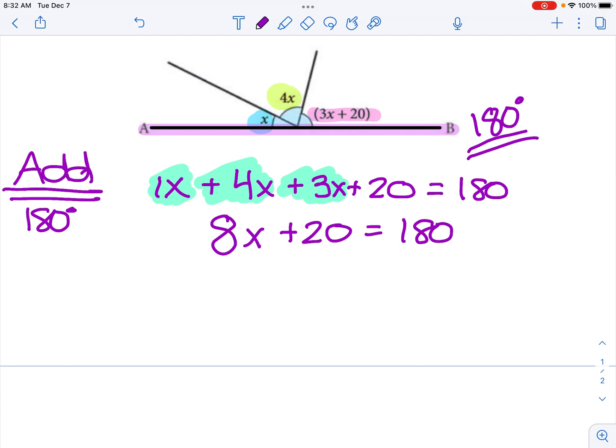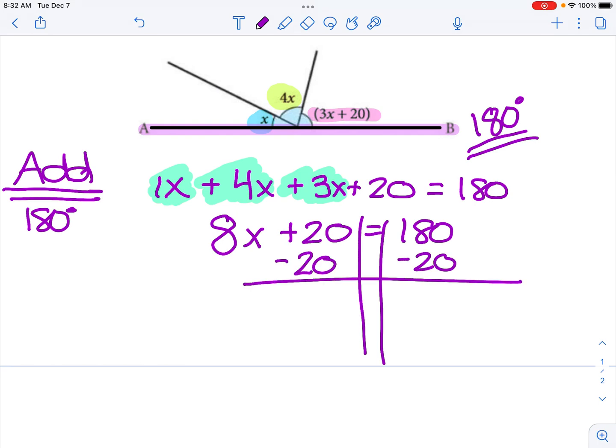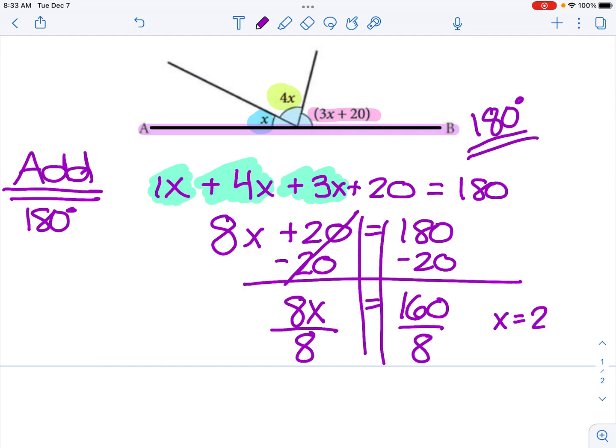Now, this looks just like my two-step equations that I did all the way back at the beginning. I'm going to put my train tracks down. My first step is going to be to subtract this 20 from both sides. I bring down my 8x and know that that equals 160. And then my last step would be dividing 160 by 8. I type in 160 divided by 8 on my calculator, and I get x is 20.